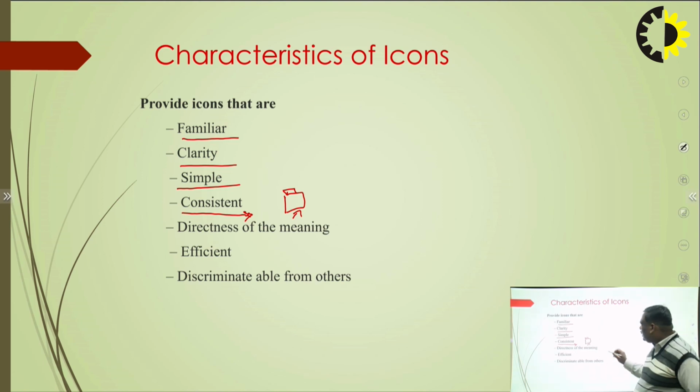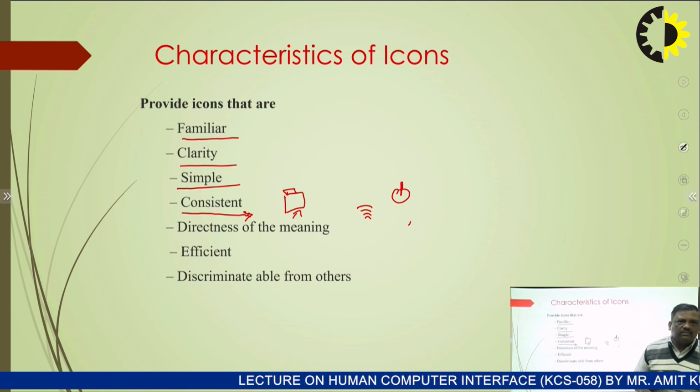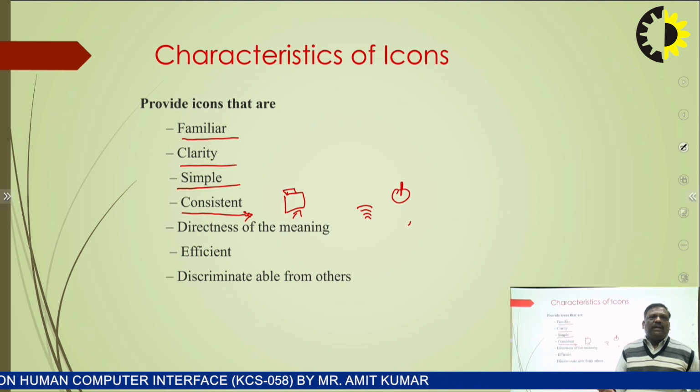Suppose we have such a type of icon, that means this is the symbol of network or Wi-Fi, or when we use this type of icon, that means this one is a power button icon. So to explain its direct meaning, we use such a type of icon.